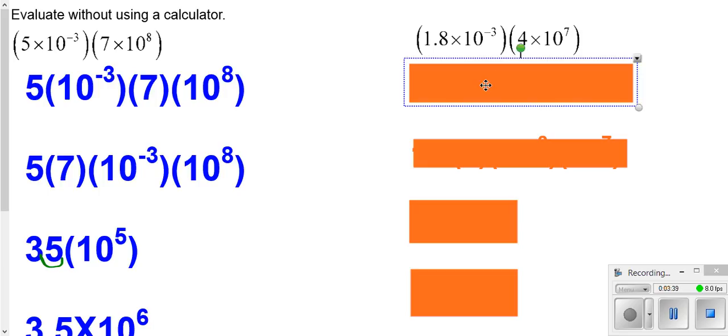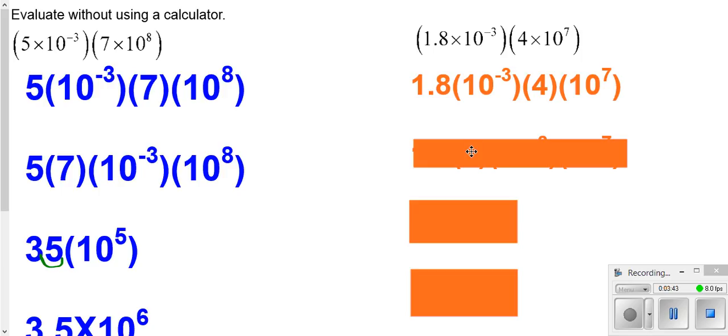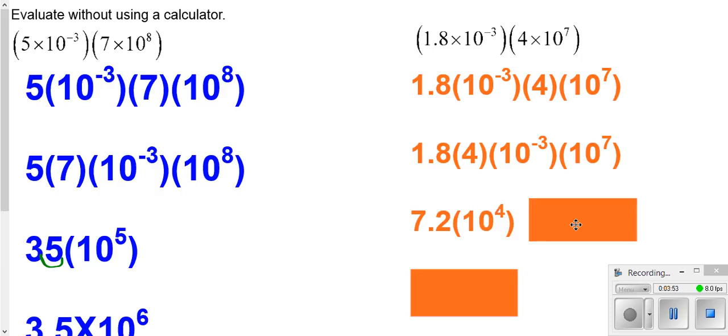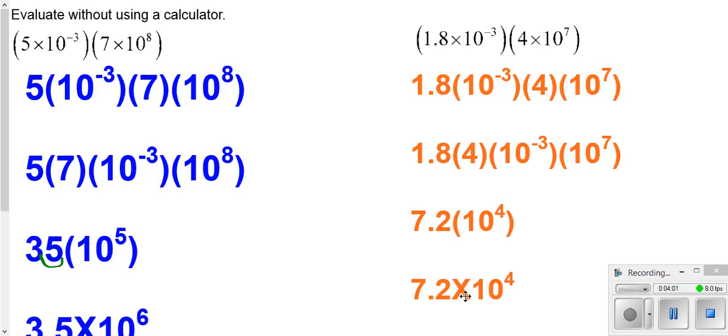Same idea here. It's all multiplication inside and in between the parentheses, so you don't need it. So multiply the normal numbers together. Take your 10 to a power times 10 to a power, multiply your normal numbers. We get 7.2. We get 10 to the 4th, which if we write it in scientific notation, we typically have an x in there for multiplication, and we would get this.